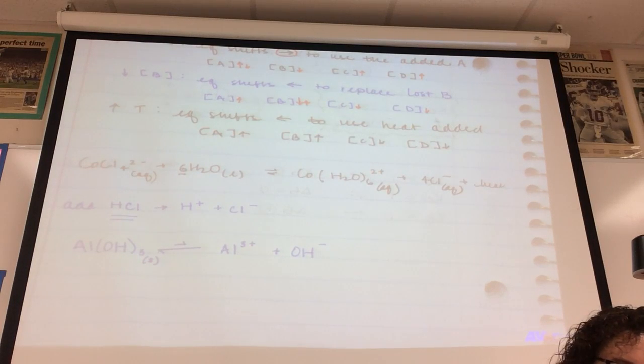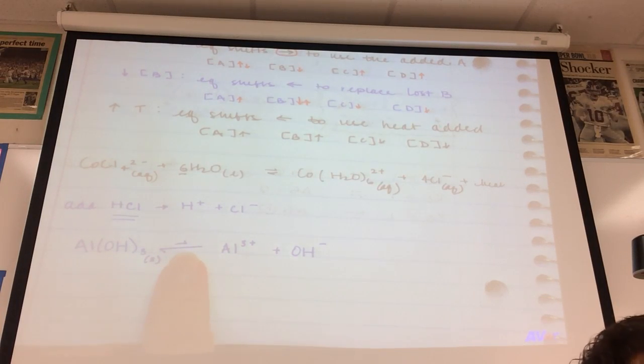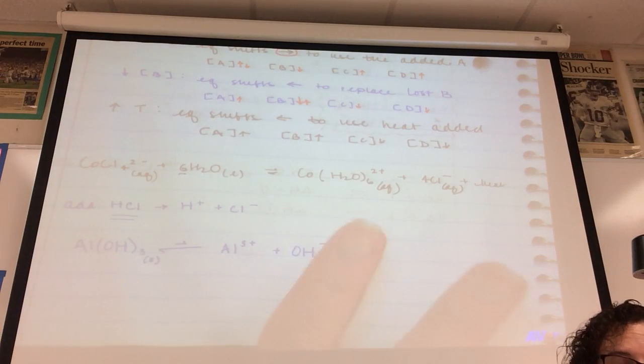But how would we know that it ionizes? Because it's not a strong base. Correct. So how would we know? I understand. You are correct. It is not a strong base, and it barely ionizes at all.